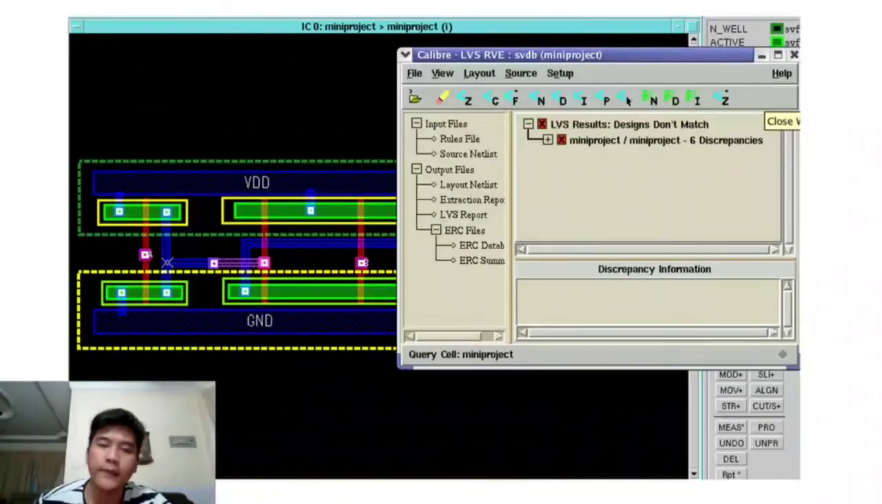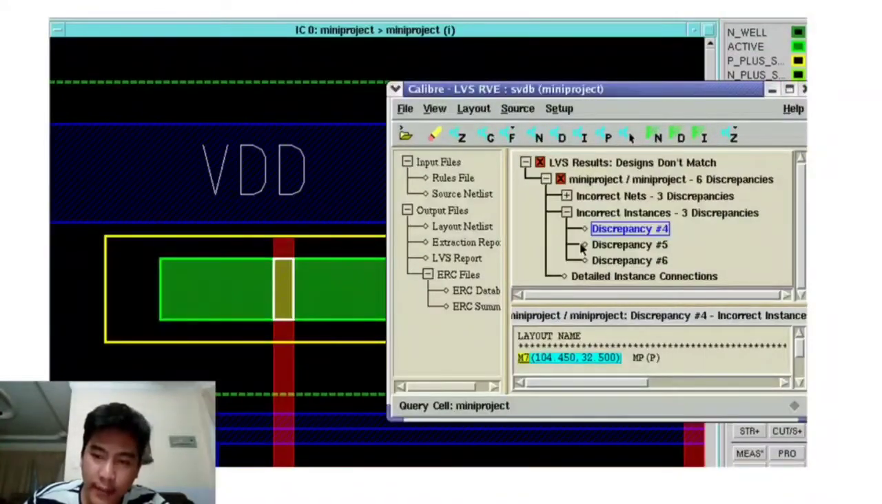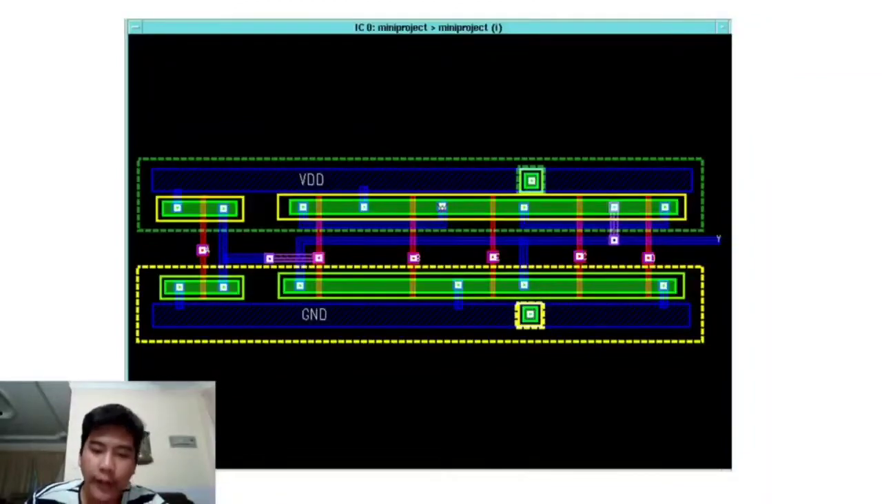The LVS is when we compare the layout design to our circuit diagram. For this I got an error at netlist, nets and instance. After I fixed it, I got them right. This is the right one.